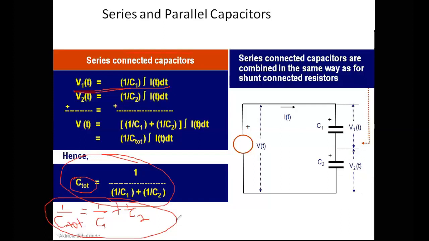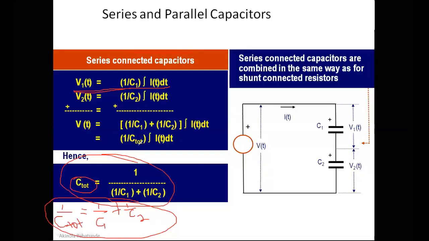You realize that series connected capacitors behave like parallel connected resistors. That is what you will see now. Series connected capacitors behave like parallel connected resistors, because when resistors are connected in parallel, that is when we have expressions like this. But when capacitors are connected in series, we have expressions like this.